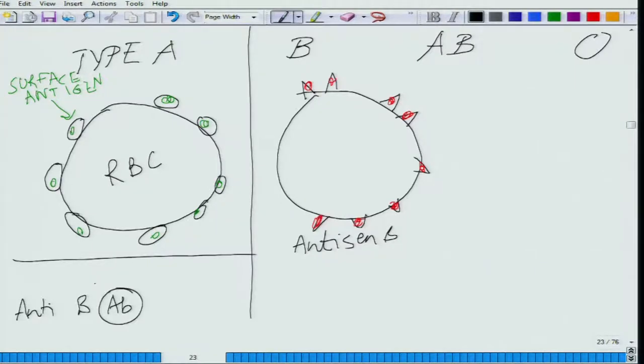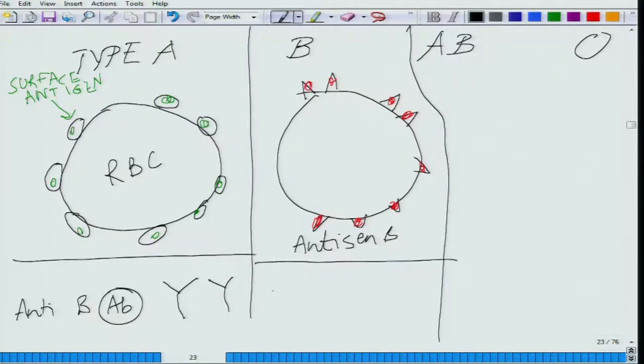AB stands for antibodies, okay. So they are something like this, okay. Similarly, people having blood group B have anti-A antibodies. Those maybe look something like this.